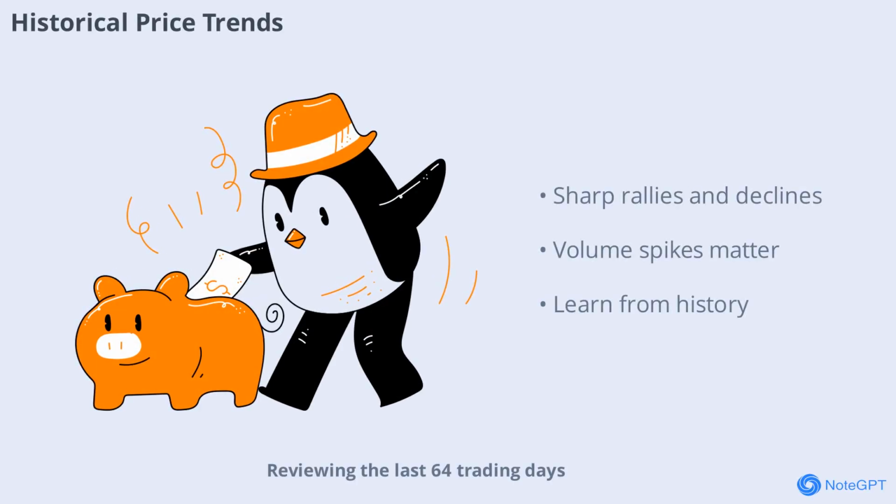Reviewing the last 64 trading days, UGRO has seen both sharp declines and sudden rallies. Notable spikes in price and volume occurred in mid-October and mid-December, often accompanied by news or technical breakouts. Understanding these historical patterns can help traders anticipate future moves and identify key support and resistance zones.